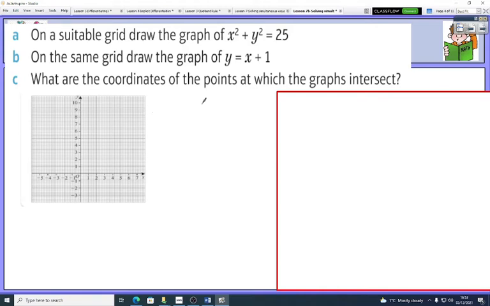Hi there. Okay, so let's have a look at this question. Now, the easy way to plot a circle graph is, well, you know it's in the form x squared plus y squared equals r squared. In this case, r squared is equal to 25, so the radius is going to give me 5.